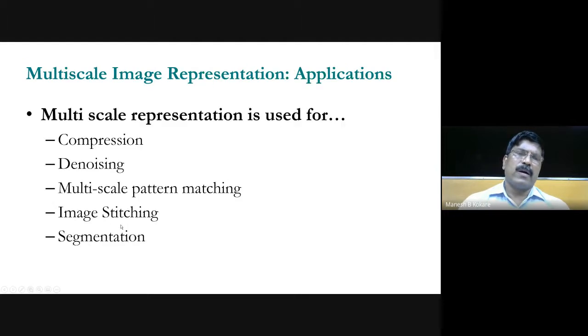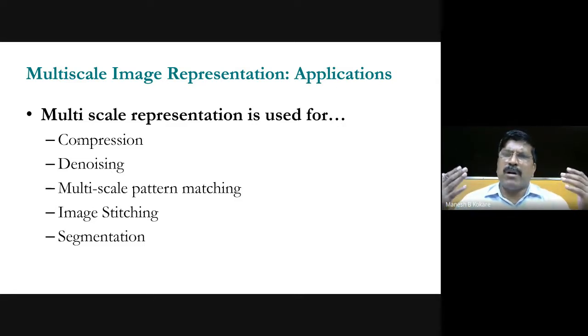So what are the applications in computer vision of multi-scale image representation? One application is compression; a high level of compression can be achieved. You know that JPEG 2000 is one of the compression standards where the wavelet transform is used for representing the image at multiple scales, and from that compression can be achieved.